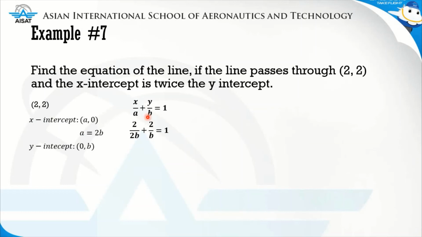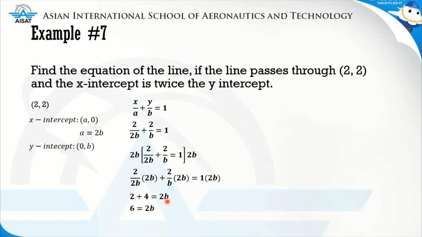Multiplying the whole equation by the common denominator, we'll have 2b times 2 over 2b plus 2 over b is equal to 1. Multiplying each of these terms by 2b, we'll have 2 over 2b times 2b plus 2 over b times 2b is equal to 1 times 2b. So canceling that out, we'll have 2 plus 4 is equal to 2b. Adding 2 and 4, we'll have 6 is equal to 2b. Solving for the value of b, that is 3.